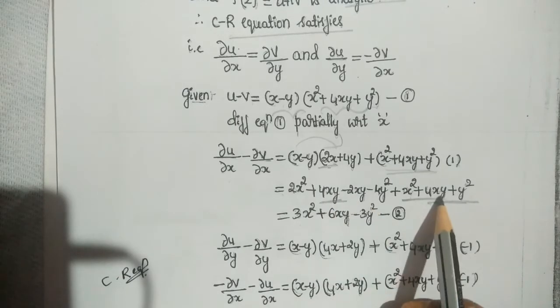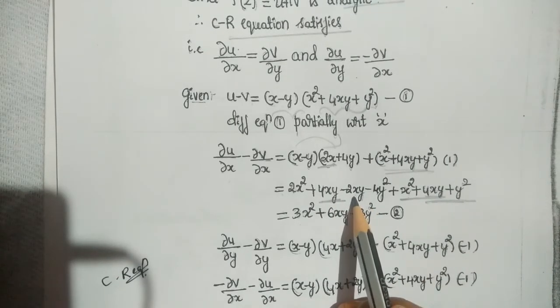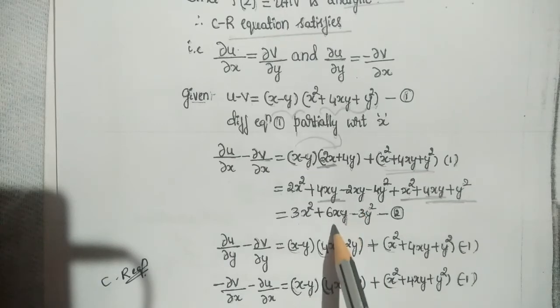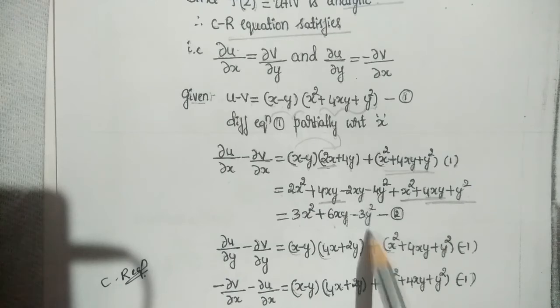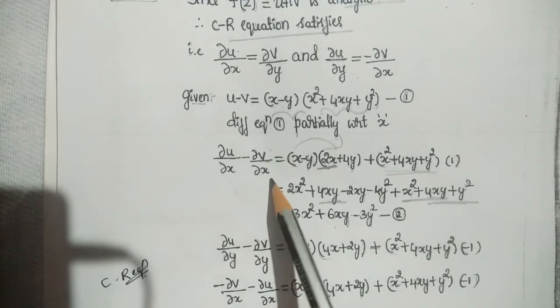4xy plus 4xy is 8xy. Here 8xy minus 2xy is 6xy. Minus 4y square plus y square is minus 3y square. So you will get dou u by dou x minus dou v by dou x equals this, call it equation 2.